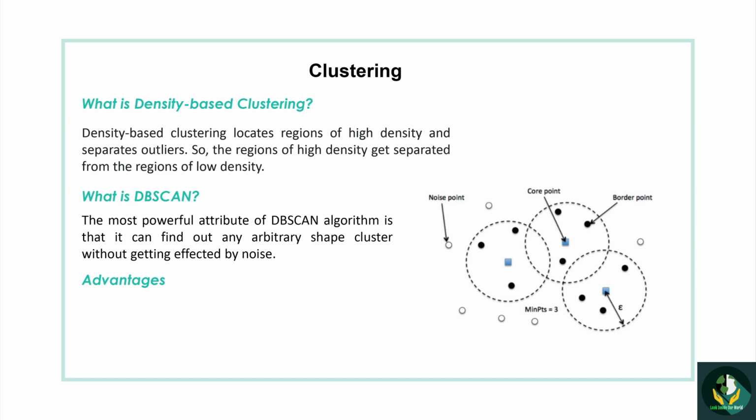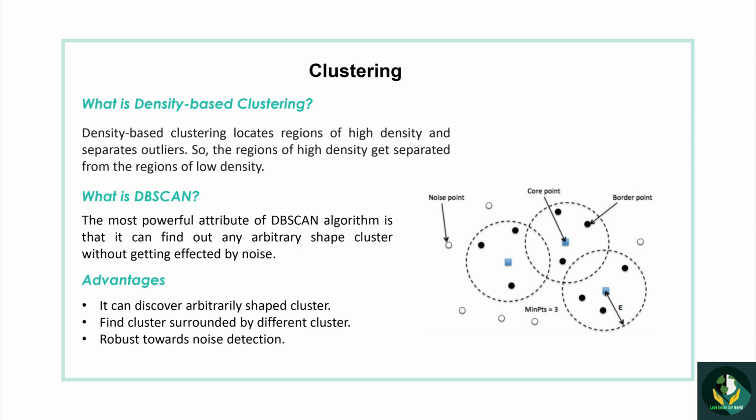Here are some advantages. It can discover arbitrarily shaped clusters. It can find clusters surrounded by a different cluster. And it is robust towards noise detection.